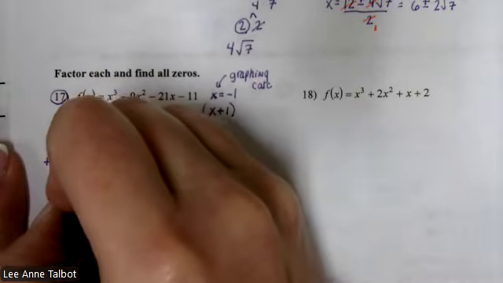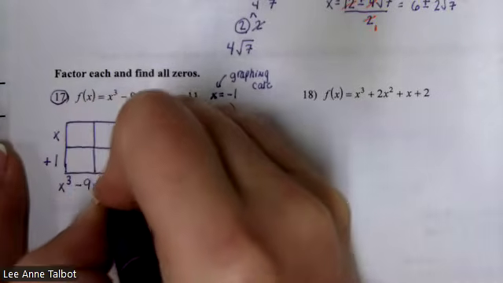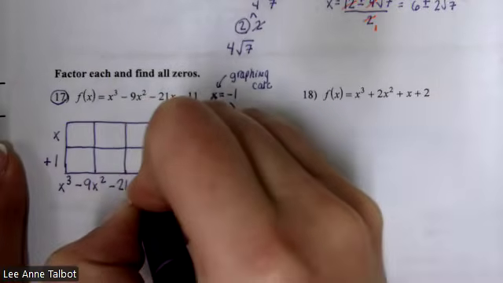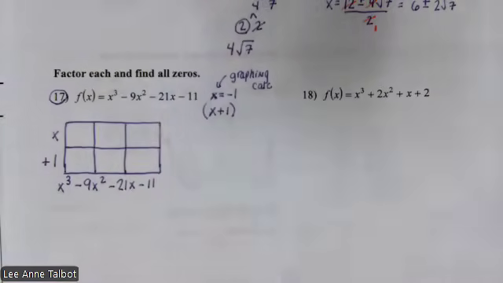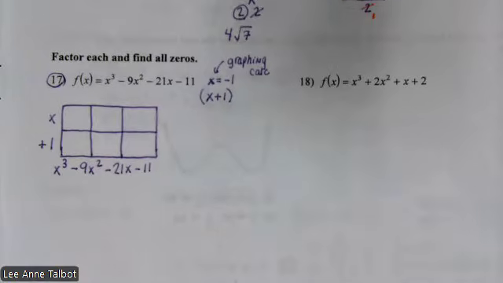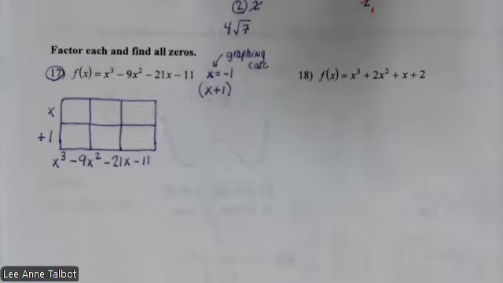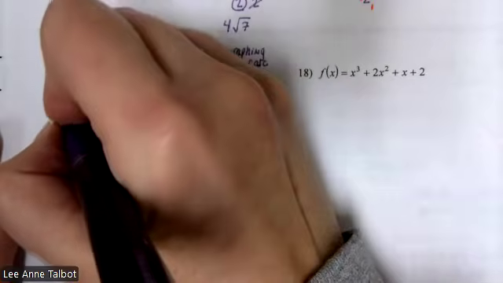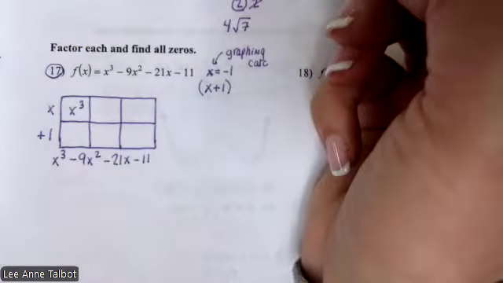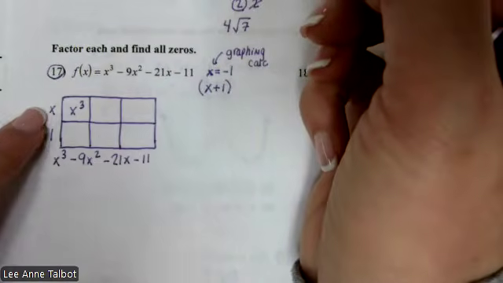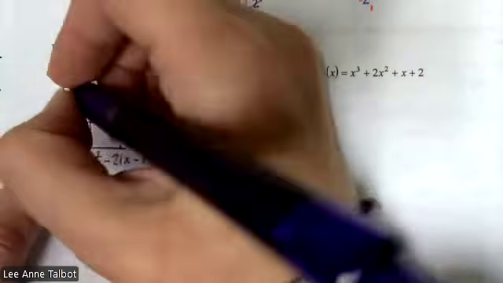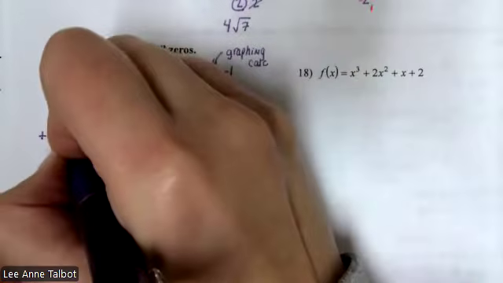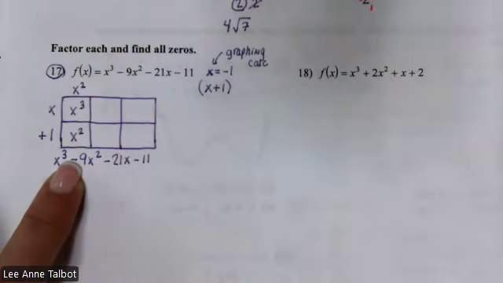X cubed minus 9x squared minus 21x minus 11. So this is where I really want to draw you in to notice that when I said factor, I really mean divide. Okay, practicing from yesterday, x cubed in the first box. X times what is x cubed? X squared, which means this box has to be x squared also.